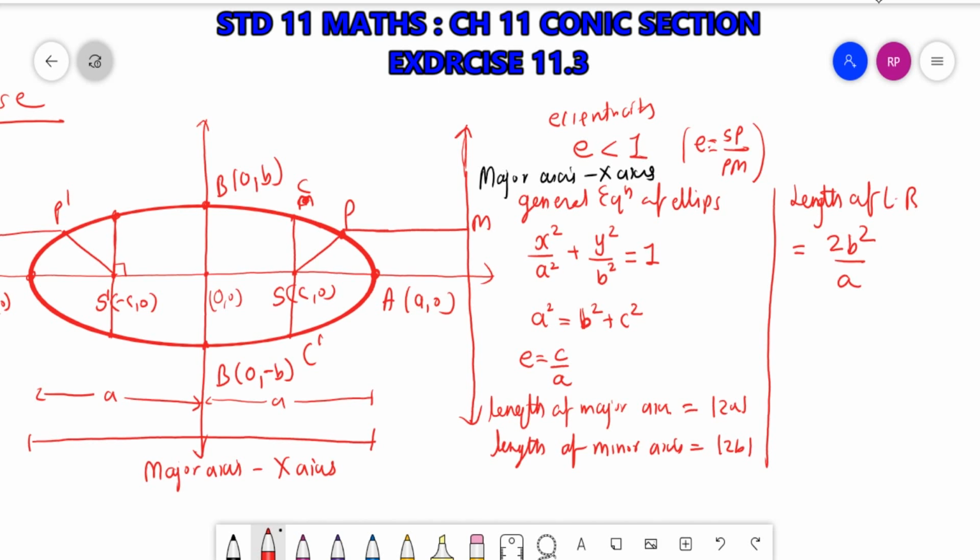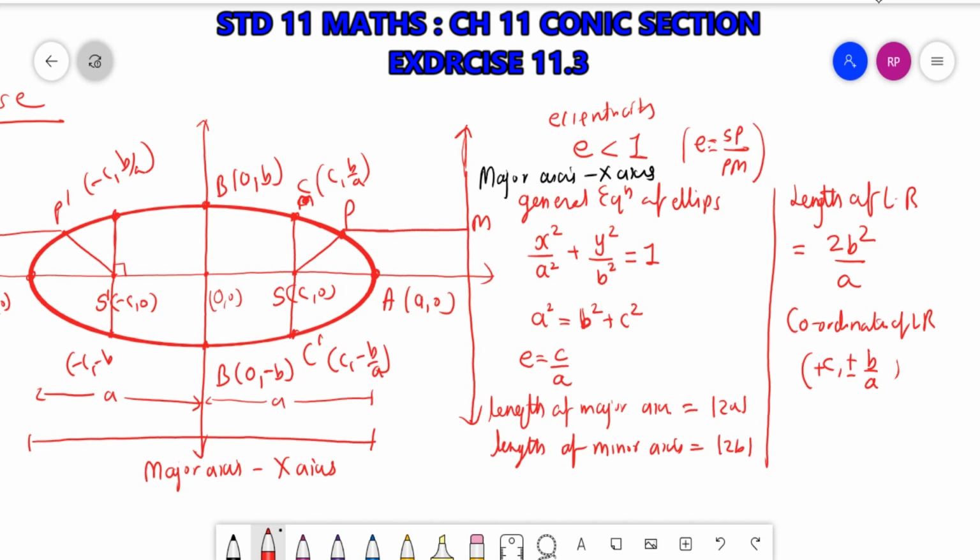Here it will be equal to 2b square by a, and the coordinates of the latus rectum will be plus minus c, plus minus b by a. If I take this point, it will be c, b by a. If I take c dash, this point, it will be c, minus b by a. On this side, minus c, b by a. On this side, minus c, minus b by a.